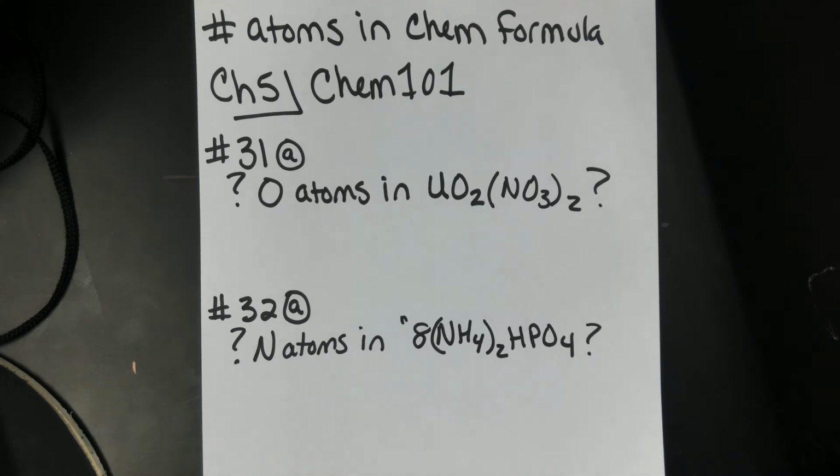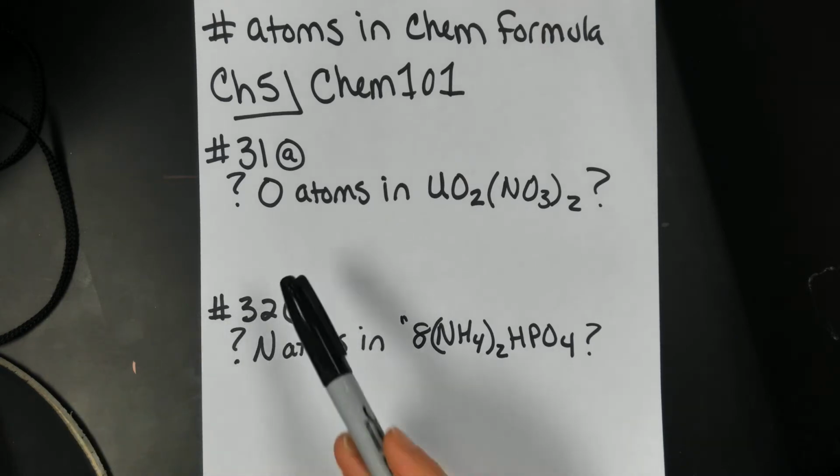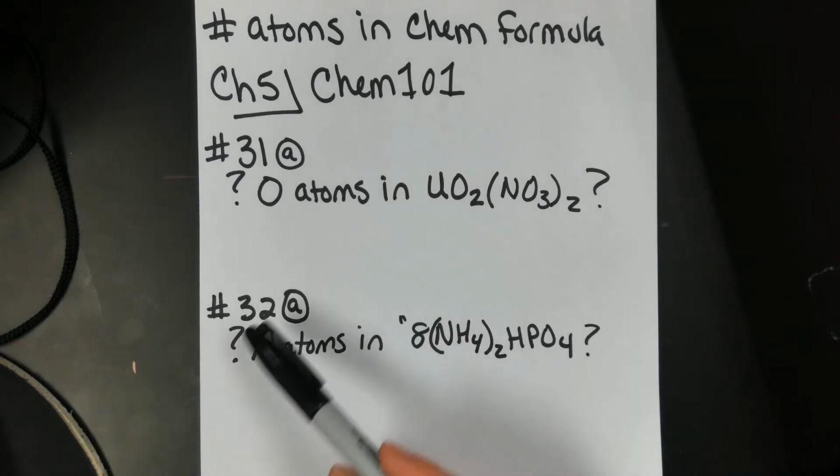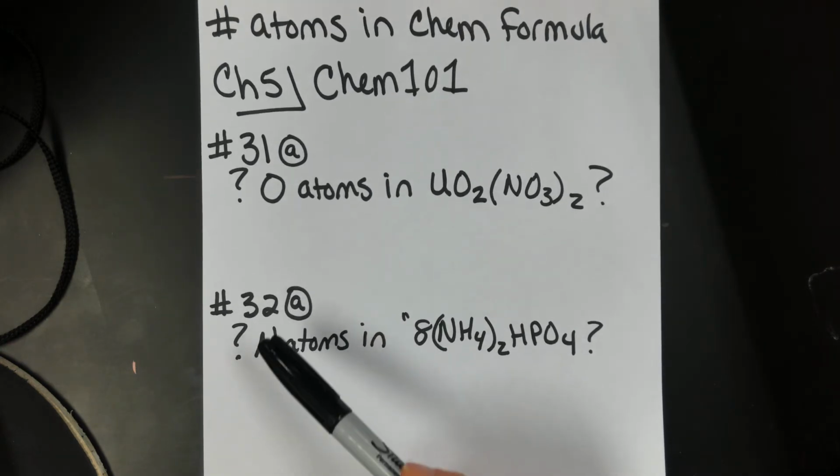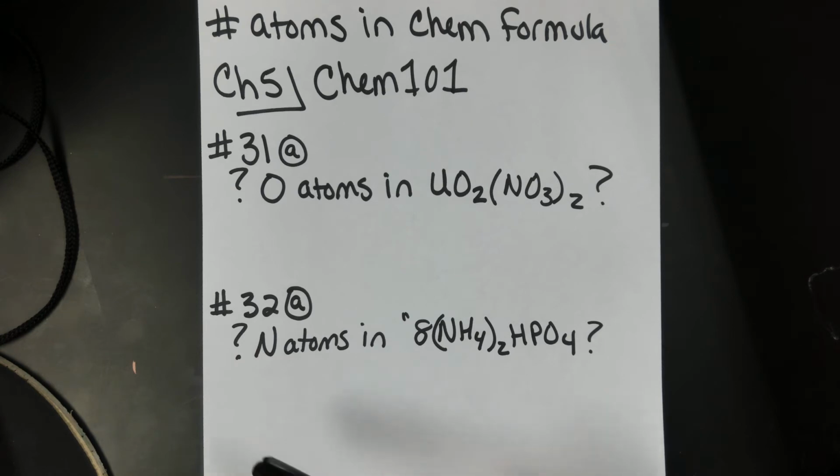So this video is going to cover something that you need to understand in order to balance equations, right? You're going to need to be able to count how many atoms are in a chemical formula or in a balanced reaction, so that you can make sure there's the same number of oxygens on each side, same number of nitrogens on each side. This is a pretty fundamental tool that you're going to have in your belt.